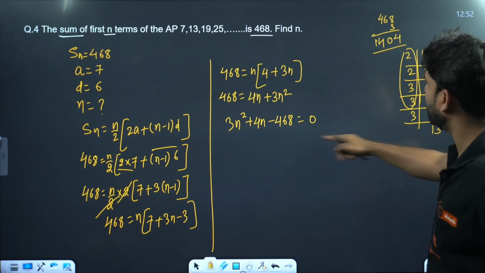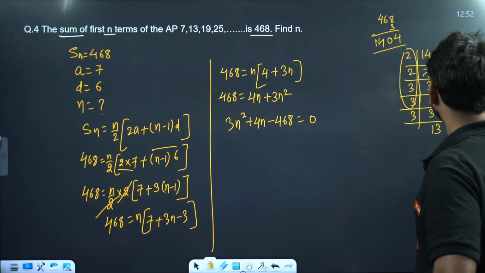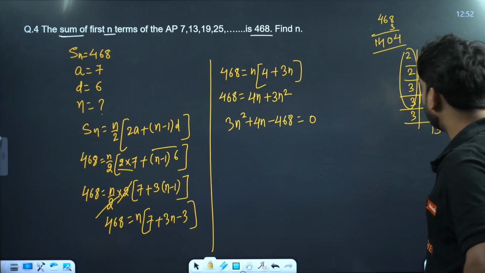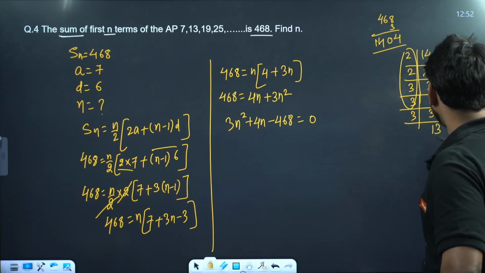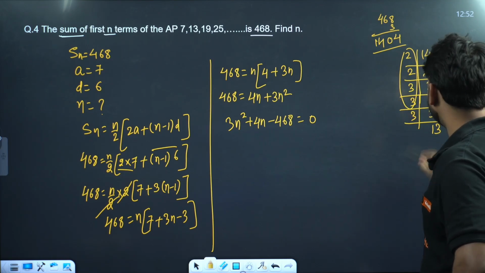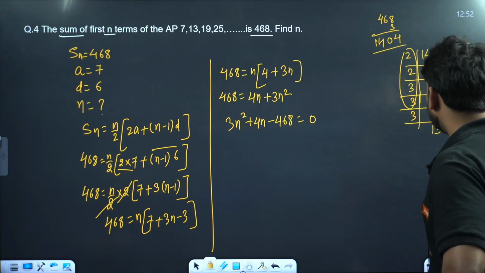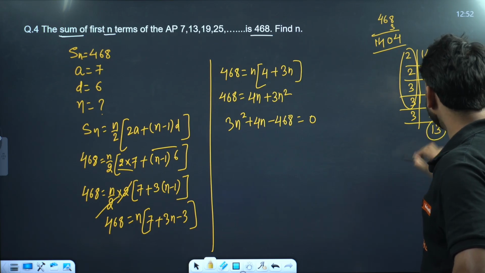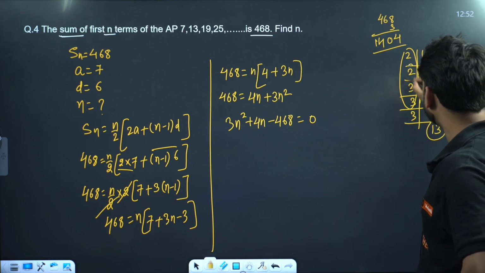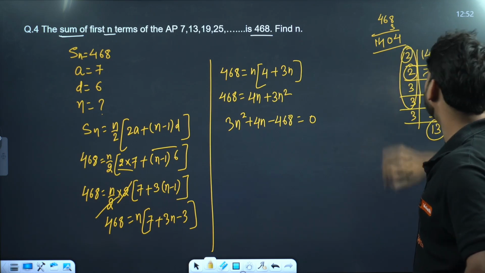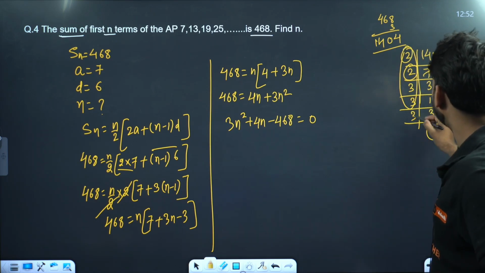So let's do 3 threes are 9, 3 nines are 27, and 27 twos are 54. We are not getting it. 13 twos are 26, 2 twos are 52, 3 threes are 9, 3 nines are 27. Again we are not getting it. So do one thing, 13 into 3, 13 into 2, 13 twos are 26, and 26 twos are 52. 3 threes are 9, 3 nines are 27.